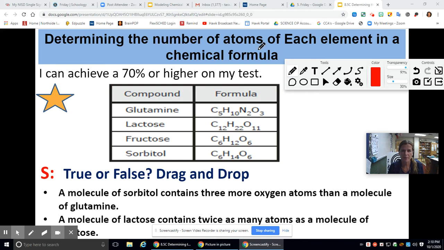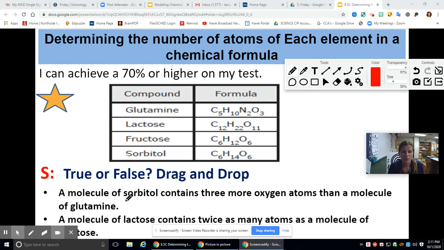Determining the number of atoms of each element in a chemical formula. Today, you can achieve 70% or higher on your exam. Your starter reads true or false. You'll drag and drop on your copy.